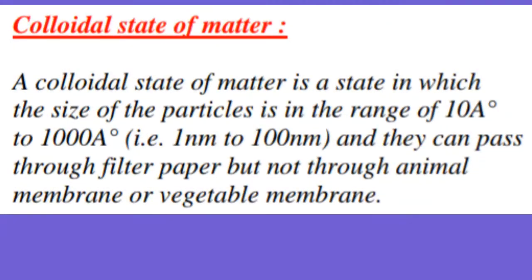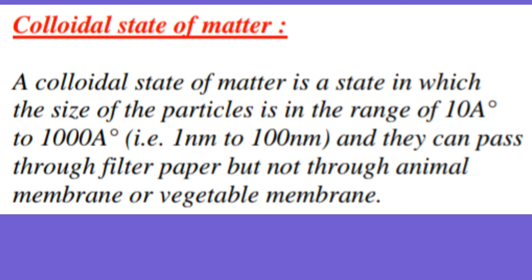What is colloidal state of matter? A colloidal state of matter is a state, in which the size of the particles of that matter is in the range of 10 angstrom to 1000 angstrom or 1 nanometer to 100 nanometer. In this particle size, the particles can pass through filter paper but not through animal membrane and vegetable membrane.